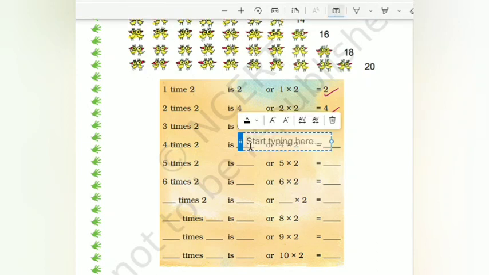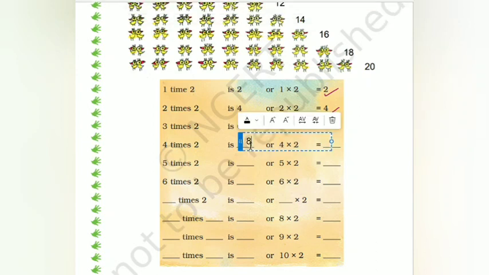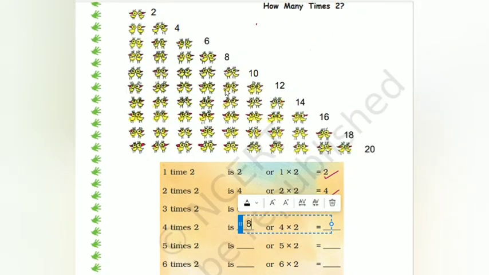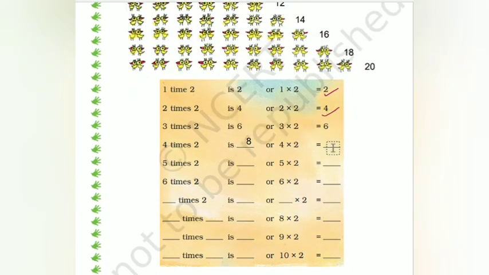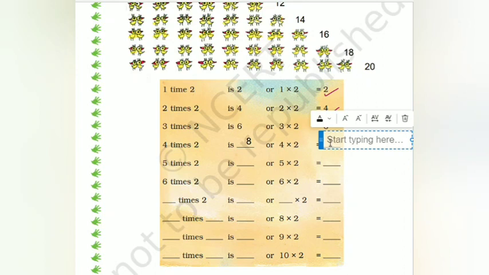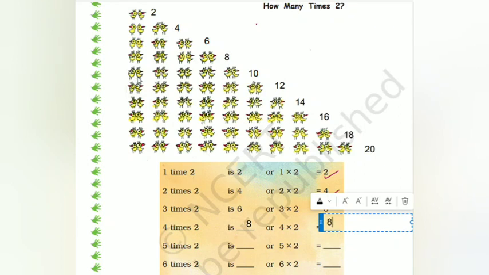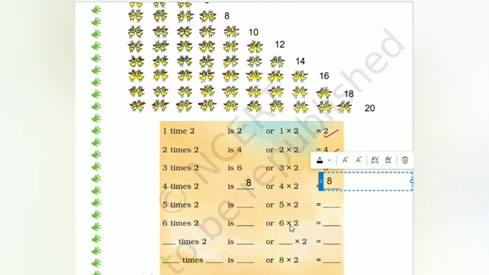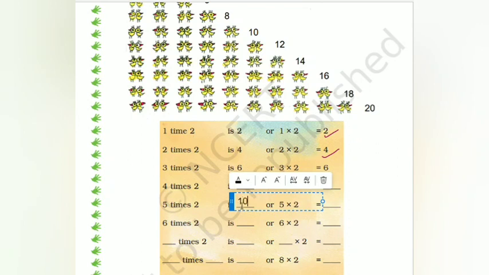Then 2 times 4 means what will be the answer? 8. See here we can see 8. Okay, just write it down. Here also 8. Then 5 times 2. See here, in the fifth row, the 2 birds are seen how many times? 5 times. So 2 birds are seen 5 times. 5 into 2 is equal to 10.